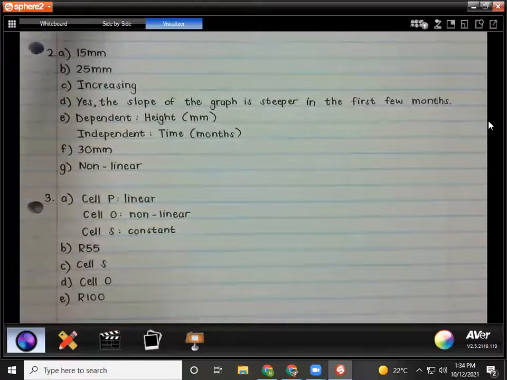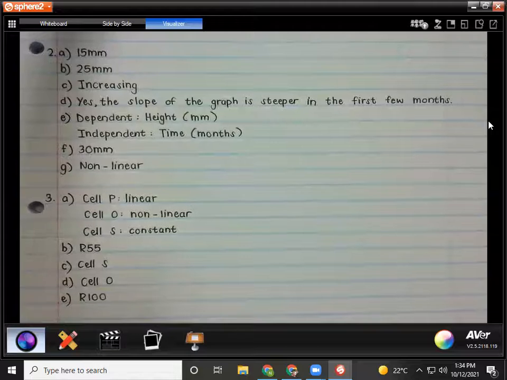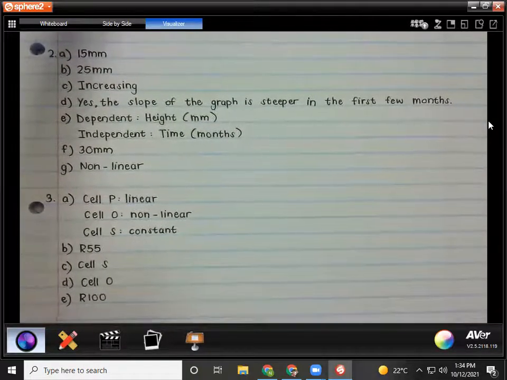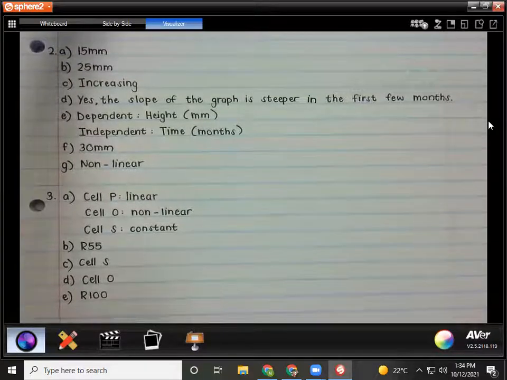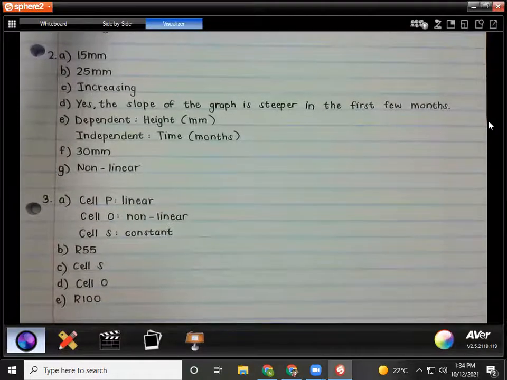Regardless of how many minutes you use on your phone, I can't remember what that was, you will pay, I think, 100 Rand. So that's a constant one. The other one that was just a straight line is the linear one, that was cell P, and then the one that curved was actually an exponential graph, which you will do in later years, that was cell O. Just let me know if you need me to answer or if you have any questions on those. I'm just busy getting a note here.